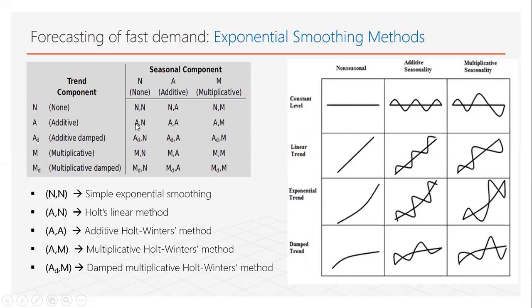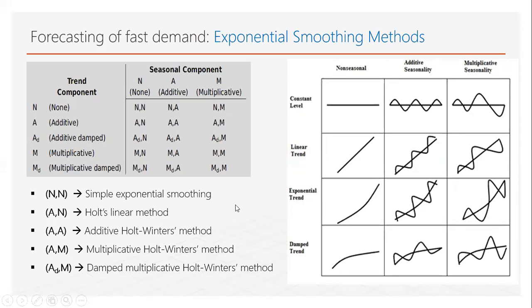If we have an additive trend and no seasonality, then we can apply Holt's method. Right now I'm talking about the linear trend method. It could be linear, it could be exponential, or it could be a damped trend. Depending upon the situation, we will see whether for that particular time series the linear trend is appropriate, or the exponential, or the damped. We will try to implement all these trends, and then we will see which method is appropriate for the particular time series.